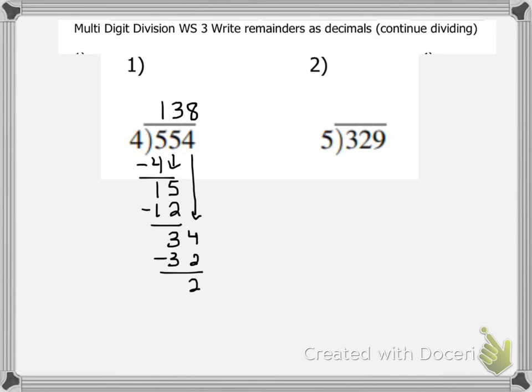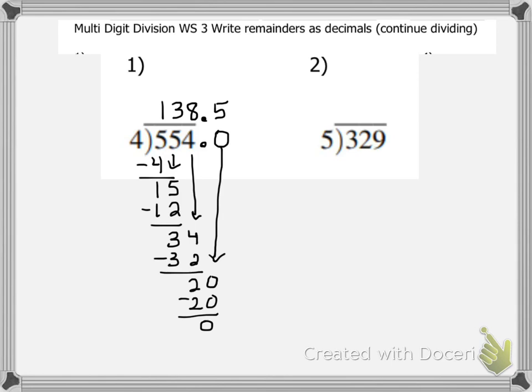At this point, we're going to add a decimal point and a 0, so I can continue dividing. And I'm also going to bring that decimal point up. So let's bring that 0 down to make the 2 into 20. And 4 goes into 20 5 times. 5 times 4 is 20. And we have 0 remainder here. That means we can stop dividing. And our quotient is 138 5/10. So let's move on to number 2.